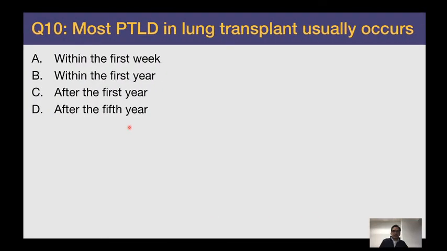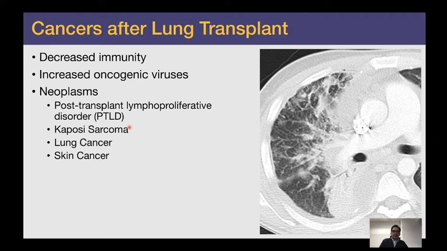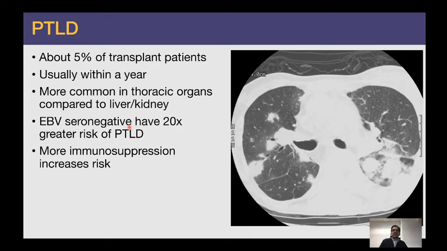All right, so let's talk about that. So there are a few different cancers you can get after lung transplant, and one of the reasons is you have decreased immunity, and then also there are oncogenic viruses that are potentially causing these. So PTLD is one major one you have to think about. Kaposi sarcoma is kind of rare. Lung cancer is another one you have to think about, and then skin cancer is something that we don't have to think about, but clinicians have to worry about. So PTLD occurs in about 5% of lung transplant patients, and it usually occurs within the first year if it's going to occur.